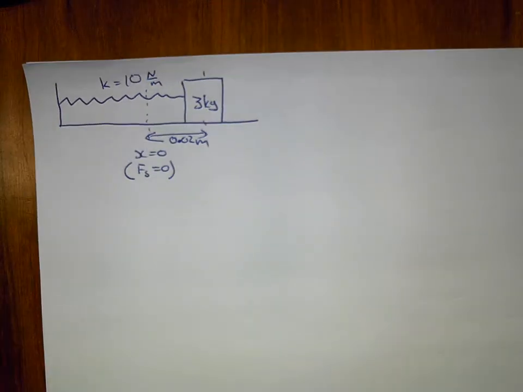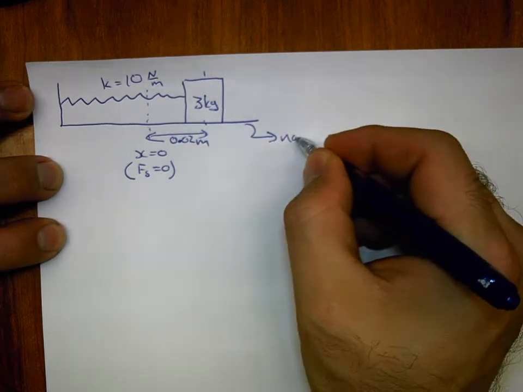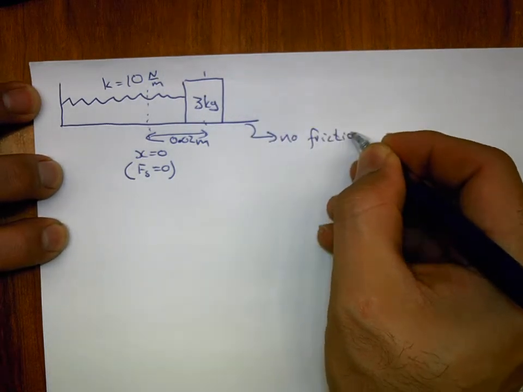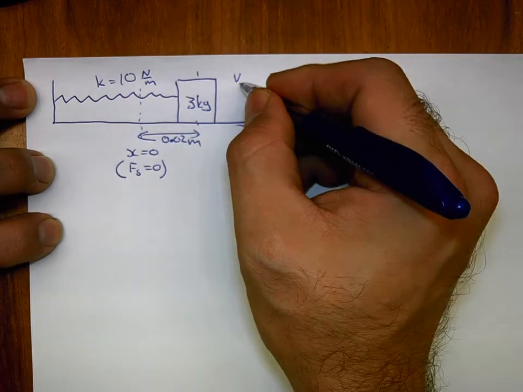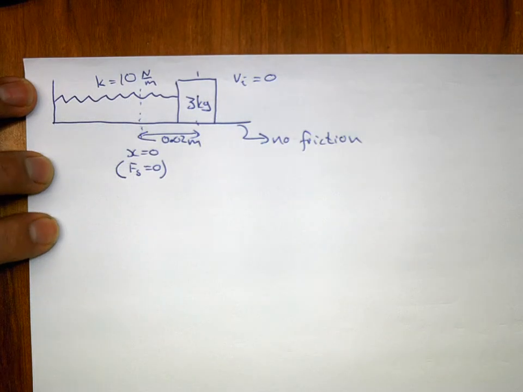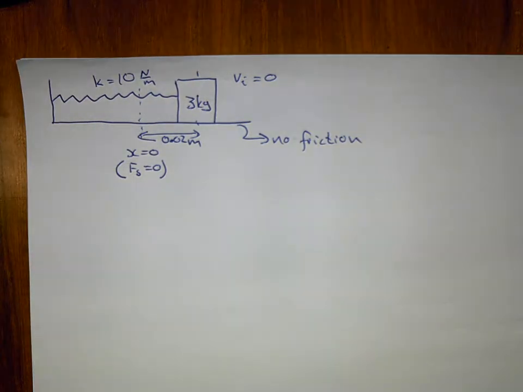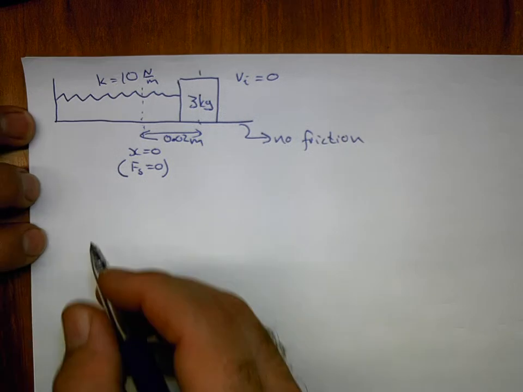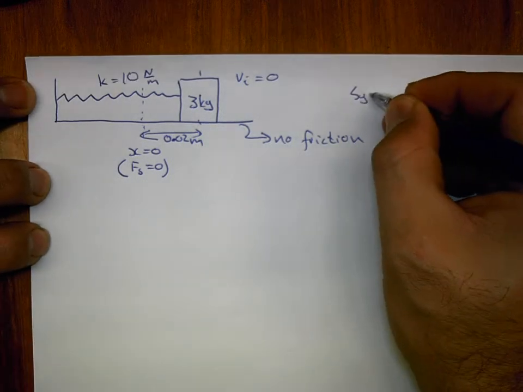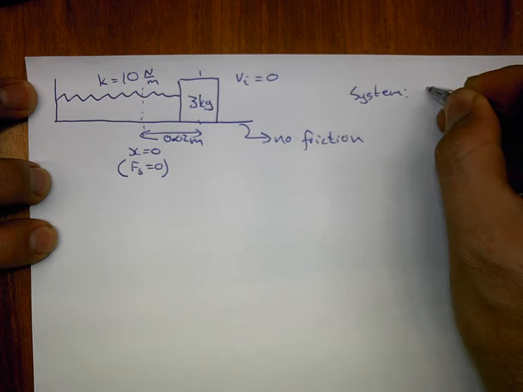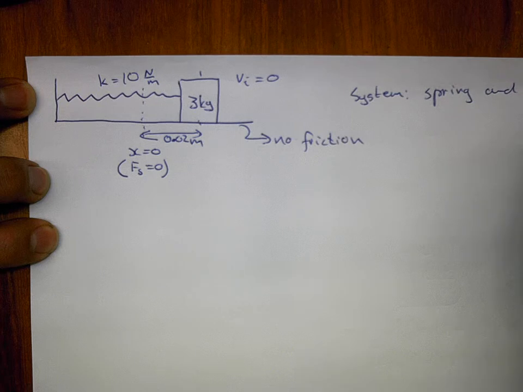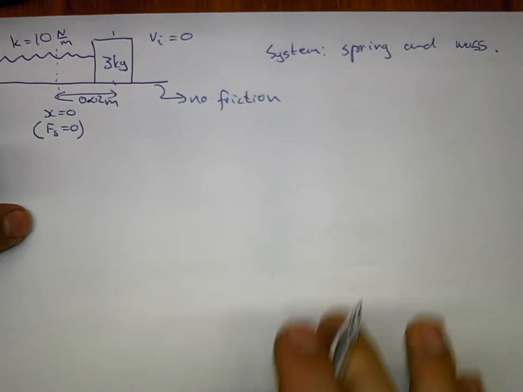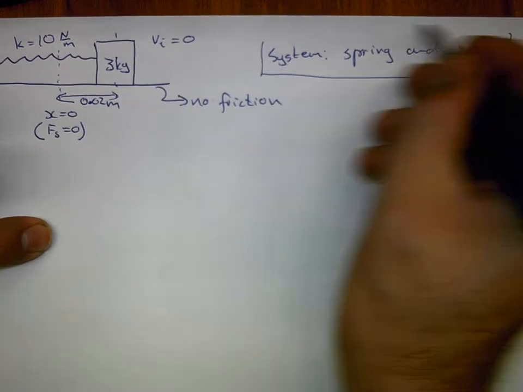And now the mass, it was pulled there, it's at rest, and now it's let go. We can assume for now there's no friction on the surface. We will treat friction a bit later. And because this mass was let go from rest, the initial velocity is again 0. And now we must calculate. And our system is just the spring and the mass. So anything that's not the spring or the mass is outside of our system.